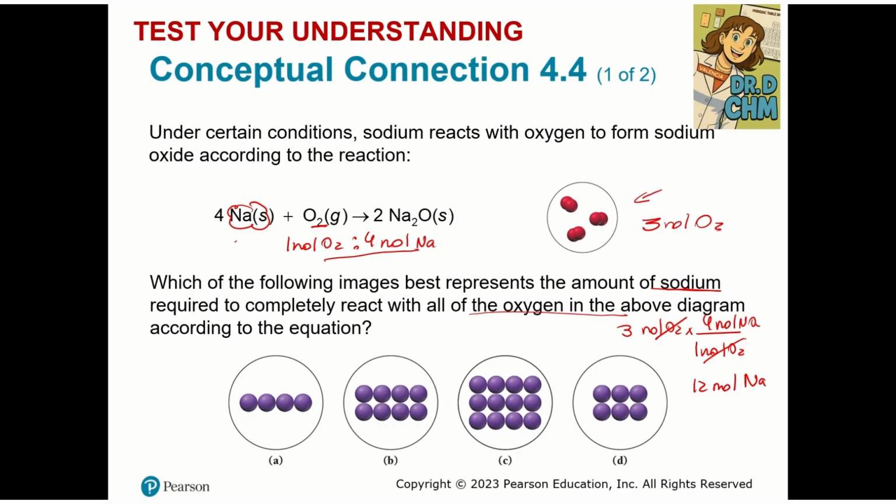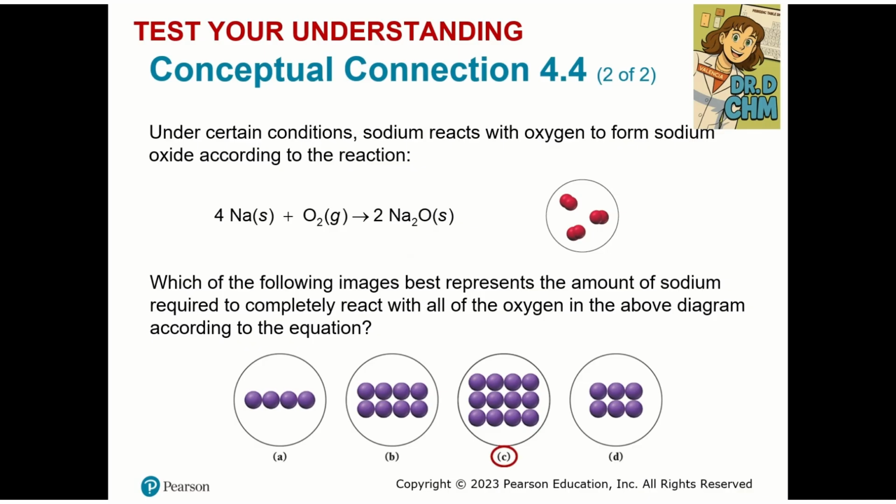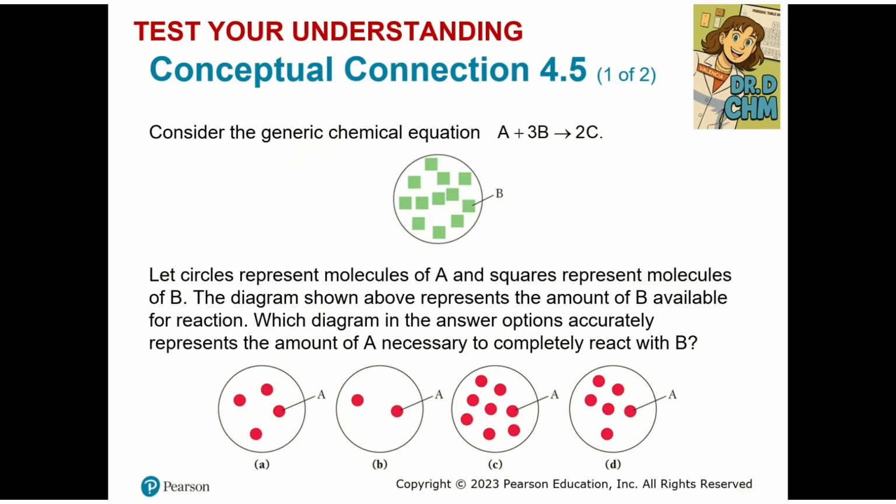So when I have 12 moles of sodium, I have 3, 6, and here 6, so 12. Here I have 2, 4, 6, 8. Here I have 4, and here I have only 6. So my answer is C. Okay? So I ask you to stop your video and try this one by yourself.